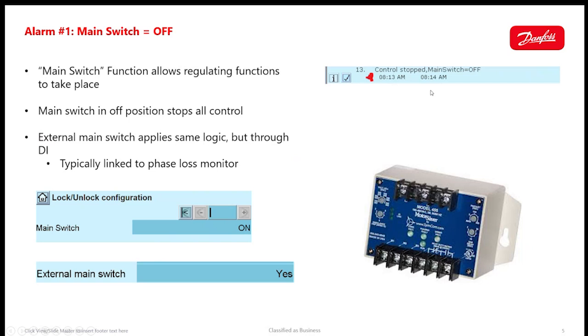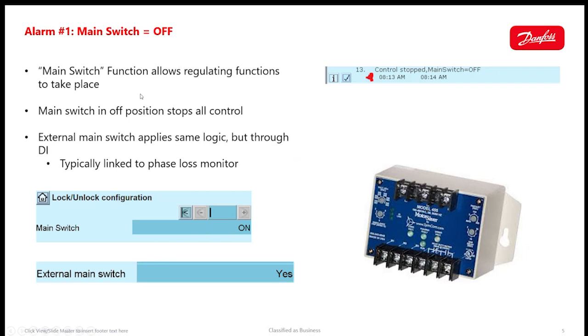One alarm that could potentially pop up in your system is this verbiage that you see at the top right that says control stopped, main switch equals off. This main switch off is significant because it does mean that the rack has been disabled. So compressor operation is off, and the high pressure valve and receiver bypass valve have all been forced closed. Your pressure will be building up in the system in theory without any electronic control to resolve that, potentially blowing a relief valve.